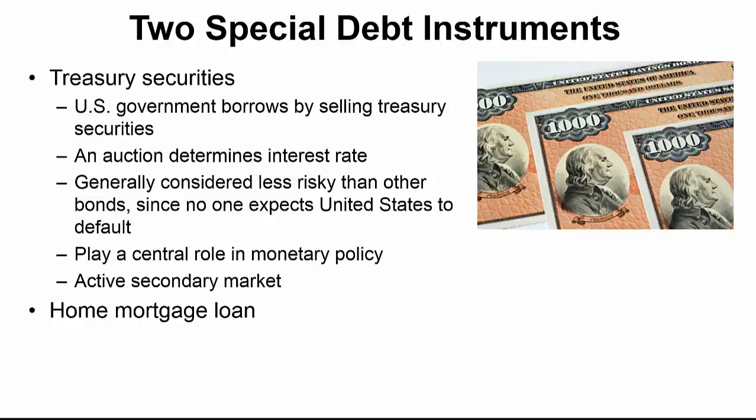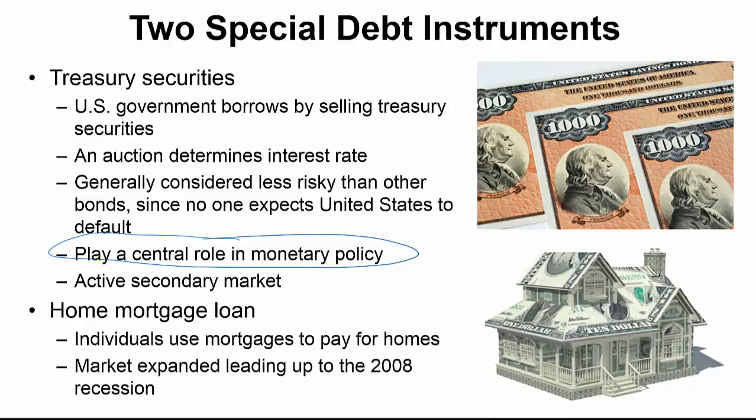Okay, so instead of loaning money to a corporation, in this case, you'd be loaning money to the U.S. government. Okay, these are very important when we begin talking about monetary policy. And then we also have home mortgage loans. Okay, this is where people borrow money for a home, and instead of making the risk of that one individual borrower paying back that loan, they spread the risk by combining mortgages into one thing that you could then purchase shares of.